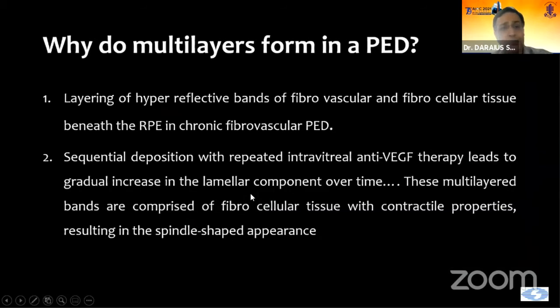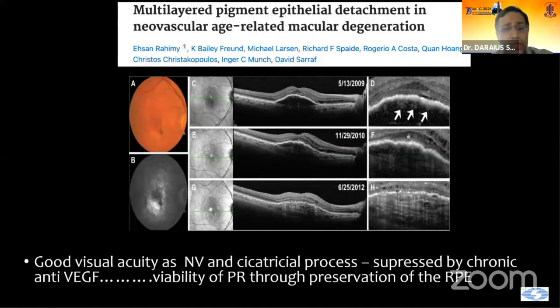And why do these form? Basically, this is the layering of the hyperreflective bands, which are fibrovascular and fibrocellular beneath the RPE. The increase in anti-VEGF therapy leads to a gradual increase in the lamellar component. So this is a case. I would see the lowest figure here. You can see beautifully, you can see the multilayer PED.